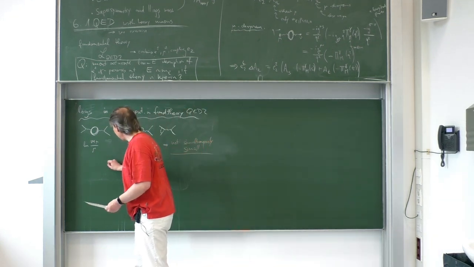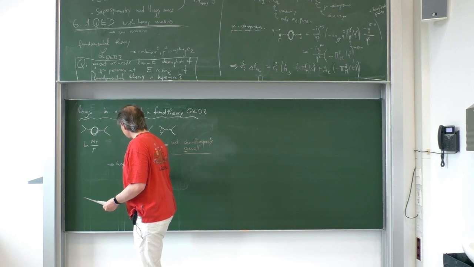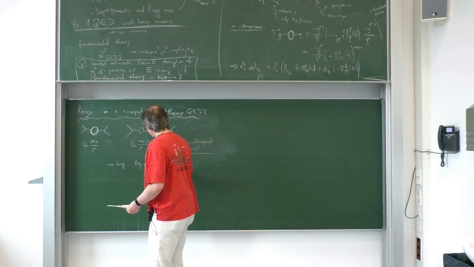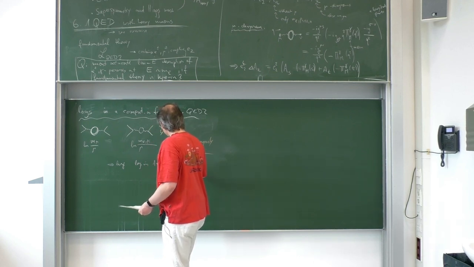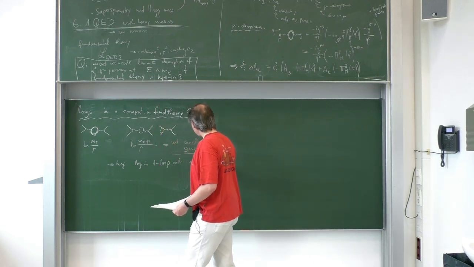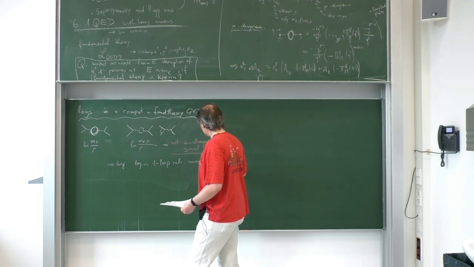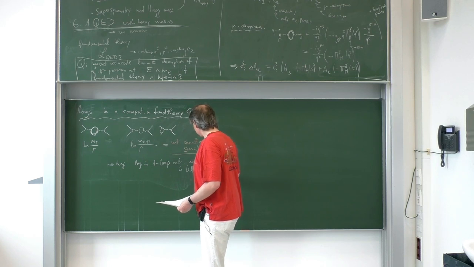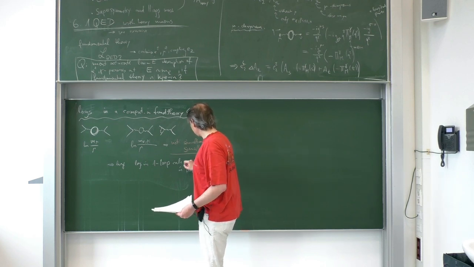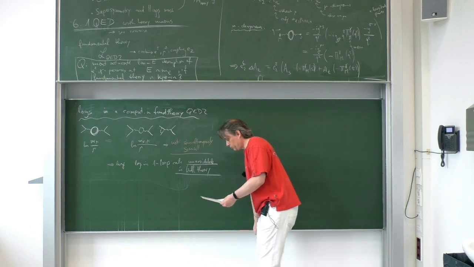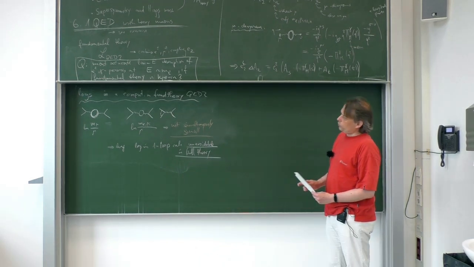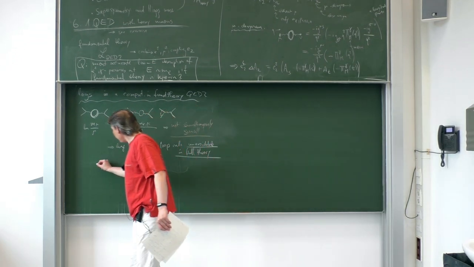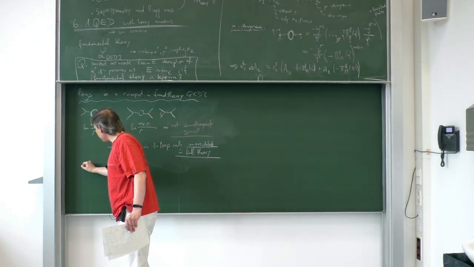So that means large logs in the one-loop calculation are unavoidable in the full theory. And so what that means is, if you do a tree-level calculation, so okay, let's look at the theory uncertainty.